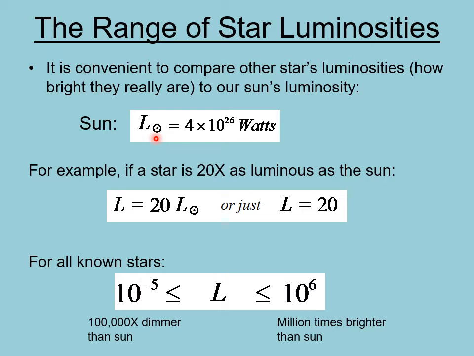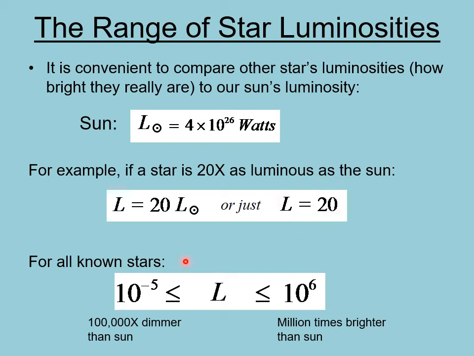And it turns out that all the planets in our solar system have their own symbols. So this is the symbol for our sun. So for example, if a star is 20 times as bright or luminous as our sun, we would say its luminosity is 20 times the luminosity of our sun, or we could just say that its brightness is equal to 20, and what we imply here is that we're comparing it to the brightness of our sun.